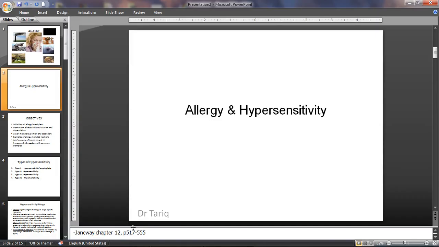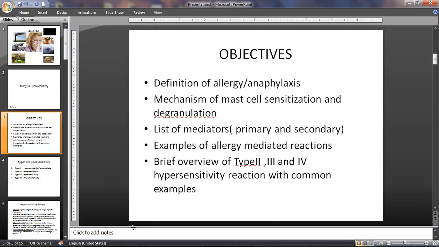Allergy and hypersensitivity. The objectives of this class are the definition of allergy and anaphylaxis, the mechanism of mast cell sensitization and degranulation, a list of the primary and secondary mediators, examples of allergy-mediated reactions, and a brief overview of type 2, type 3 and type 4 hypersensitivity reactions with common examples.